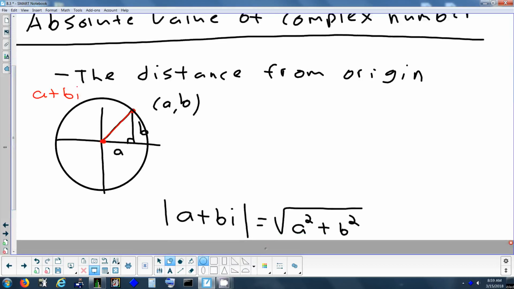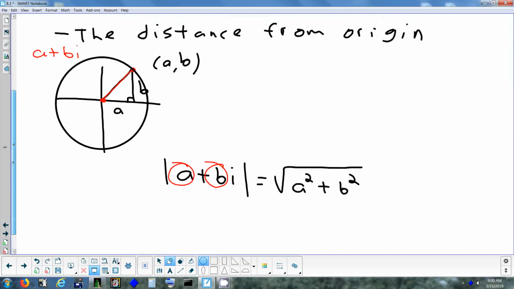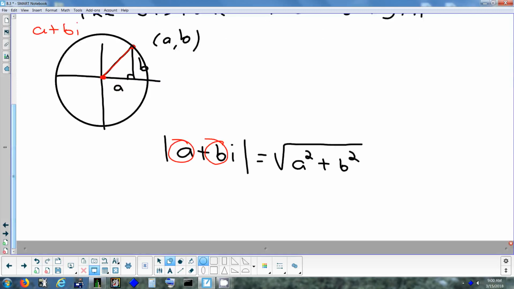So, square a, square b, square each leg, add them up and take the square root, and that's how you find the absolute value of a complex number. Remember, when you plug it in, the i has nothing to do with finding the absolute value. Just that number, that number. Okay, any questions on that?